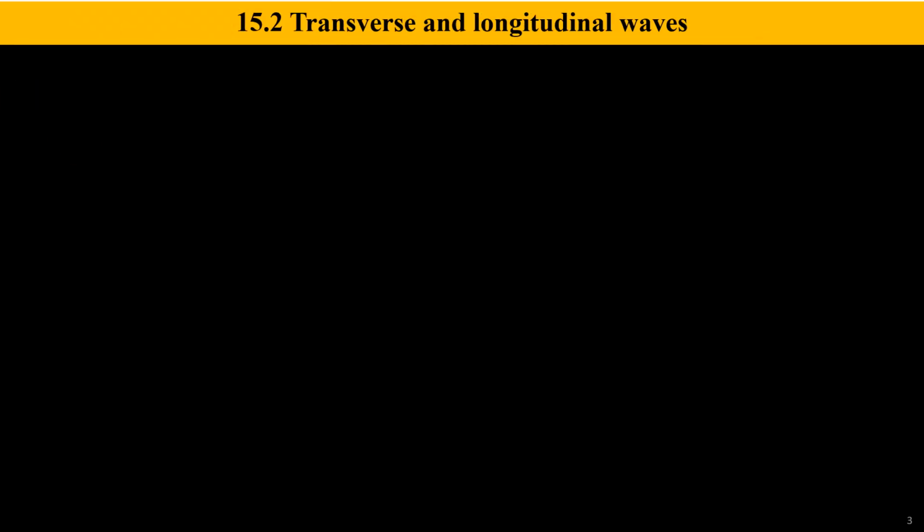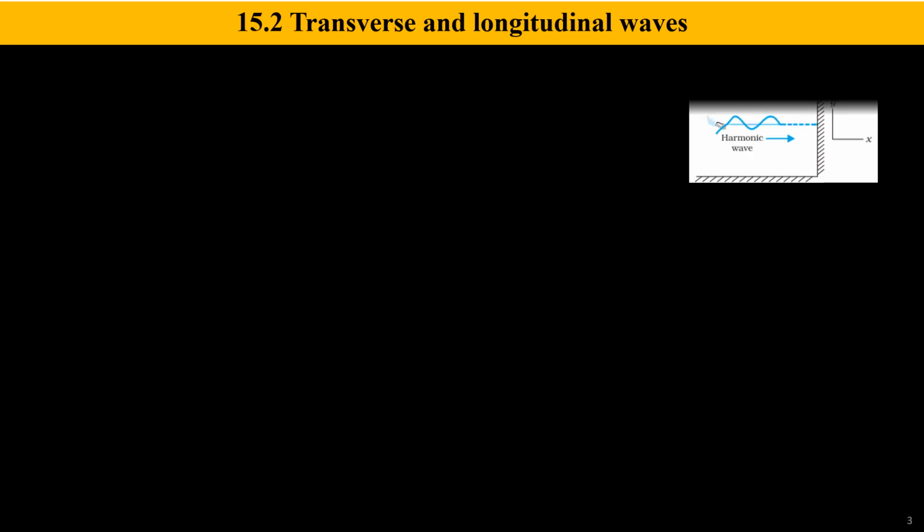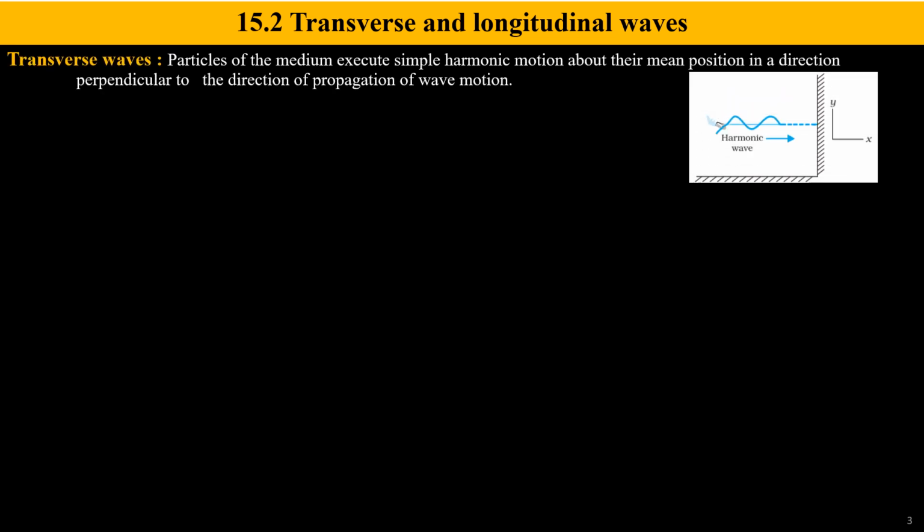Transverse and longitudinal waves. There are two types of waves in nature. They are transverse and longitudinal. We have seen that the motion of mechanical waves involves oscillations of constituents of the medium. In transverse waves, the particles of the medium execute simple harmonic motion about their mean position in a direction perpendicular to the direction of the propagation of the wave.